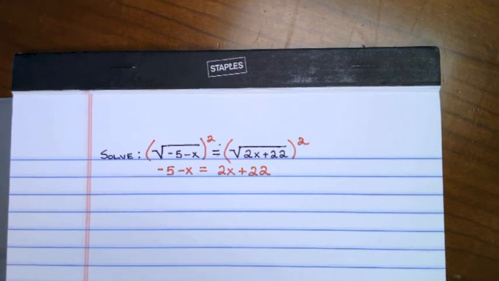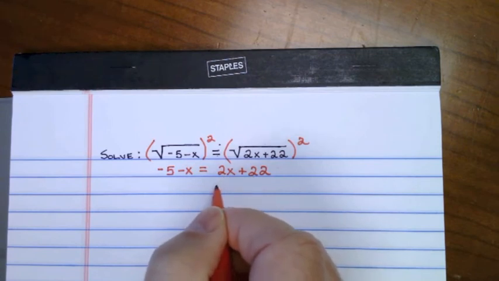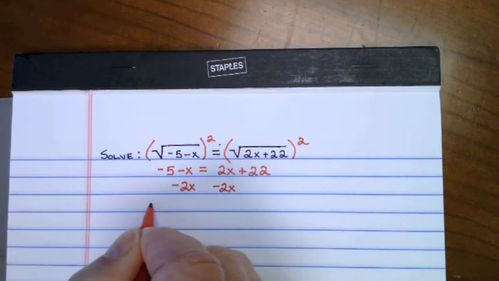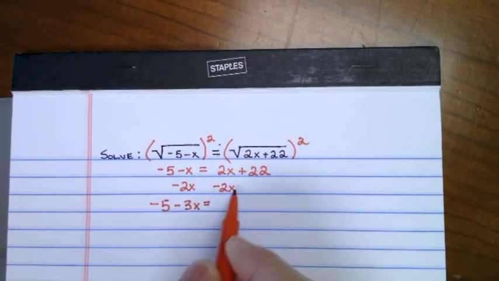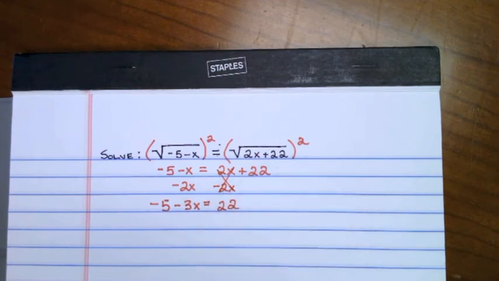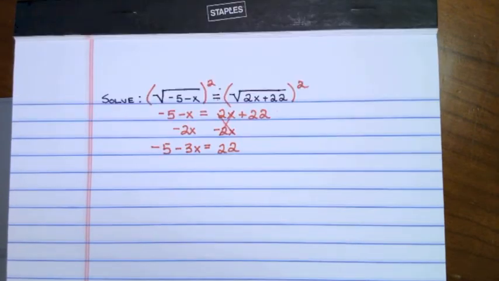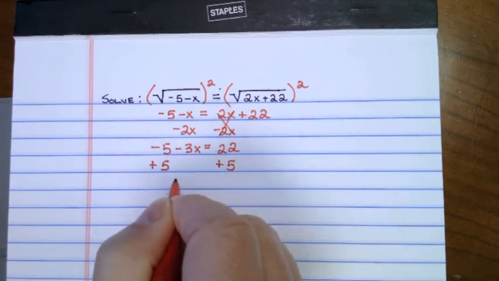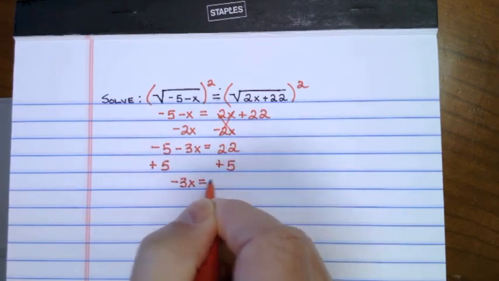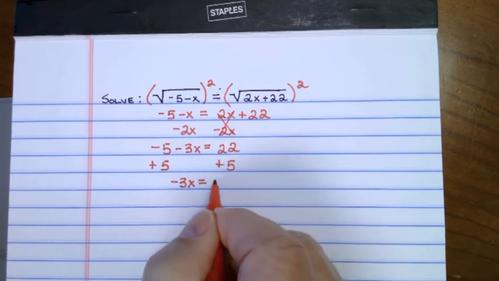Now I solve this like a normal equation. Which variable is in the wrong spot? This one. I need to get rid of 2x by subtracting 2x from both sides. Bring down negative 5. Negative 1x minus 2x, negative 3x is equal to, this cancels out, 22 over here on this side. I need to get rid of this negative 5. Add 5 to both sides. Bring down negative 3x is equal to 22 plus 5, 27.